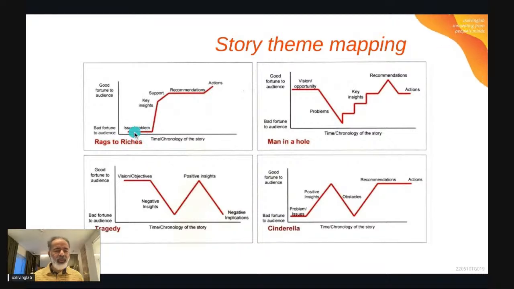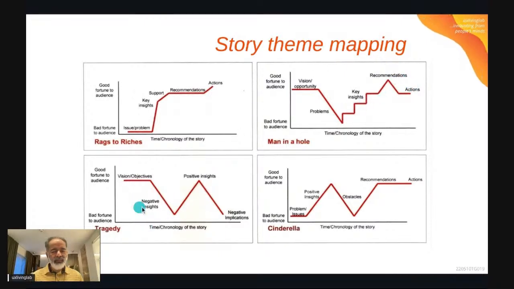Then you have to map the stories. Rags to riches: it starts from a problem, then they get the key insight, support, recommendation, and actions to reach good fortune. This is the story that is always in harmony, always progressing. Then man in a hole: when the person sees a good opportunity, but faces a problem, then he gets the key insights, recommendations, and action. That's another way of progressing the story.